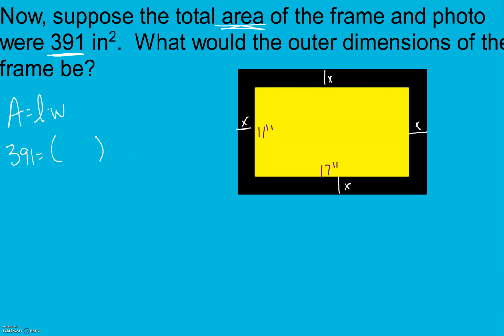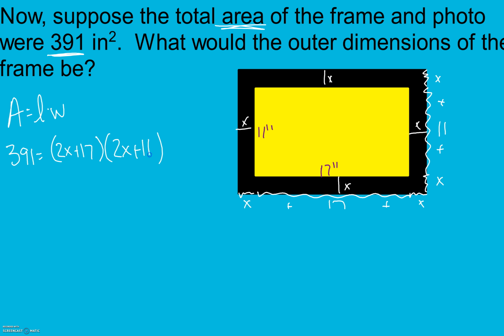To find our length, guys, I take x plus 17 plus x. And I get 2x plus 17. To find my width, I take x plus 11 plus x, which is 2x plus 11. And again, before we can move from one side to the other, we have to have each side completely simplified.